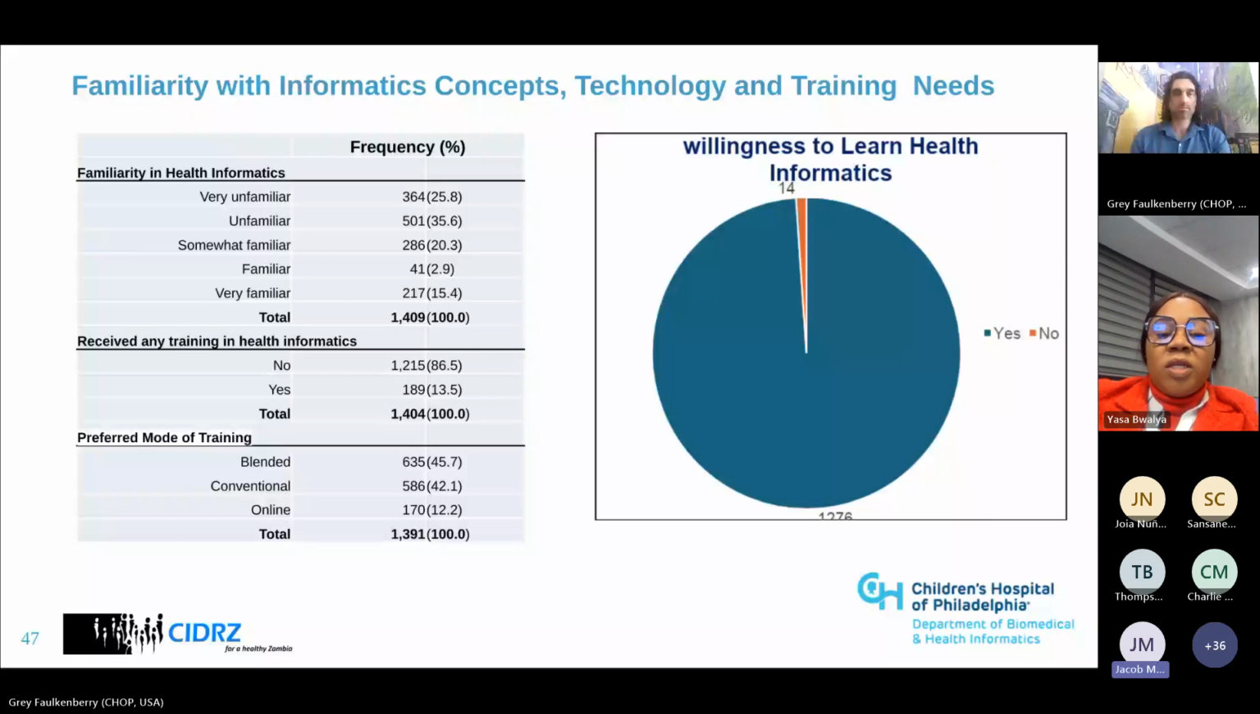In terms of familiarity with health informatics concepts, only 15% demonstrated a strong level of familiarity in health informatics. Additionally, it was found that only 13% of the participants have received training in health informatics, which highlights a significant training gap in this area. When asked about their willingness to learn more about health informatics, 99% of participants expressed eagerness as illustrated in the chart above. Next slide.